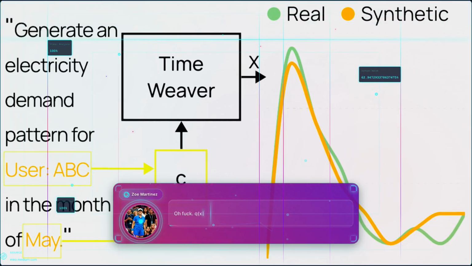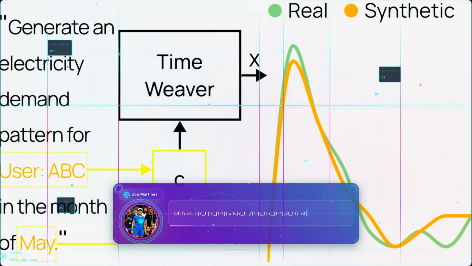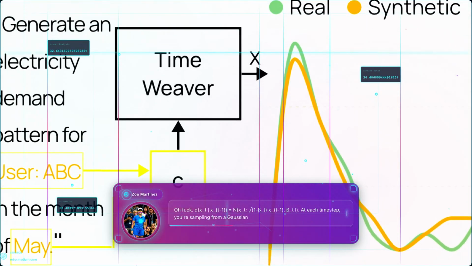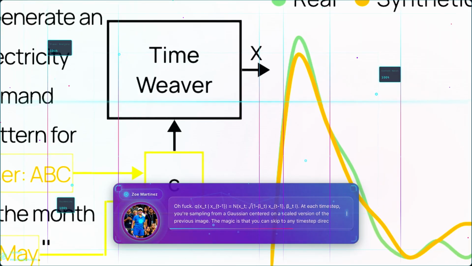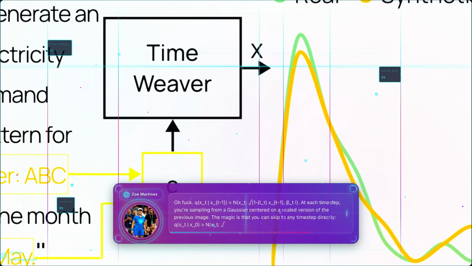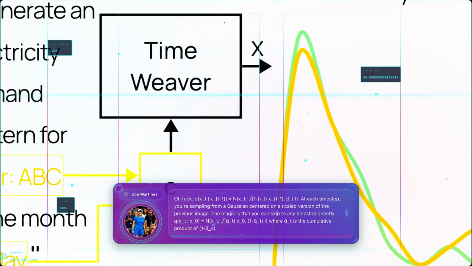Oh fuck, q(x_t | x_{t-1}) equals N(x_t; sqrt(1 - β_t) x_{t-1}, β_t I). At each time step you're sampling from a Gaussian centered on a scaled version of the previous image. The magic is that you can skip to any time step directly. q(x_t | x_0) equals N(x_t; sqrt(ᾱ_t) x_0, (1 - ᾱ_t) I), where ᾱ_t is the cumulative product of 1 - β.